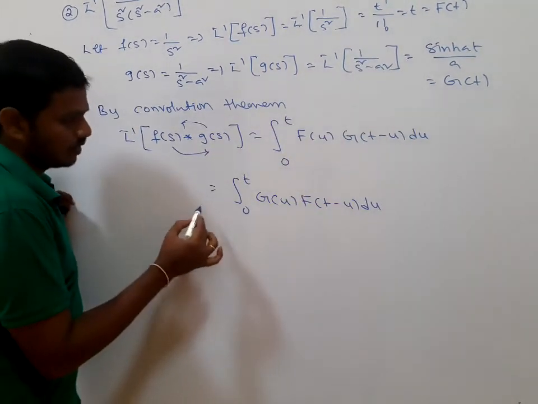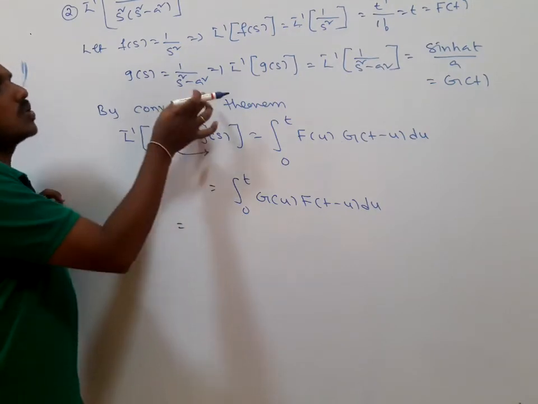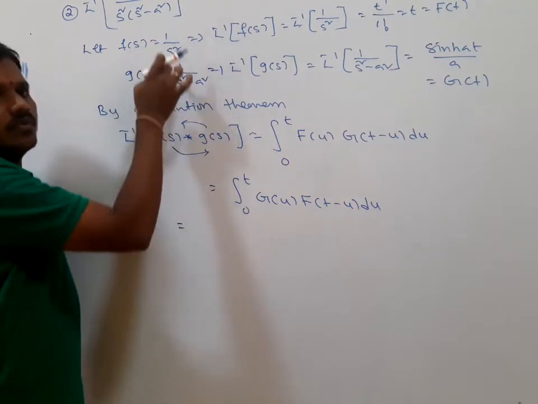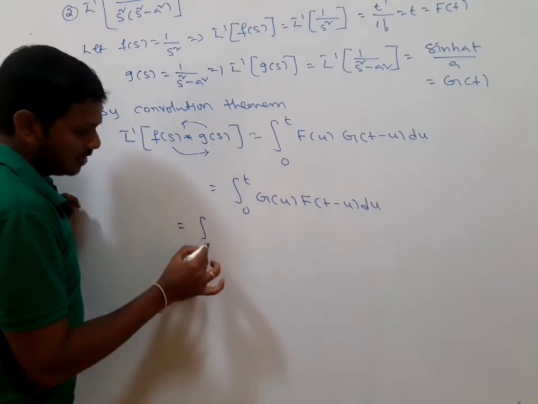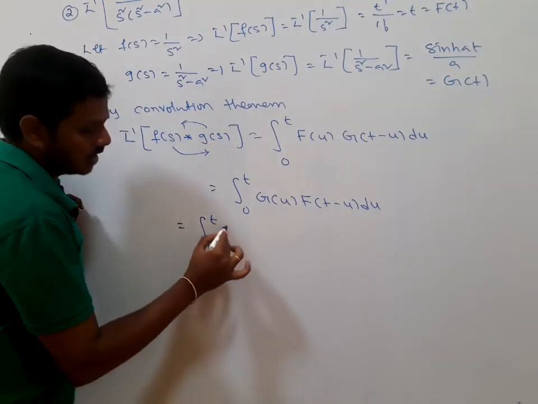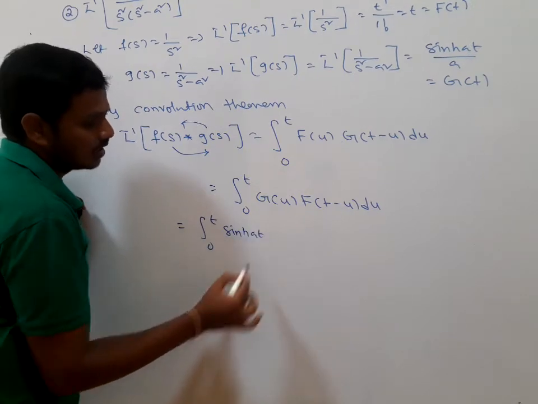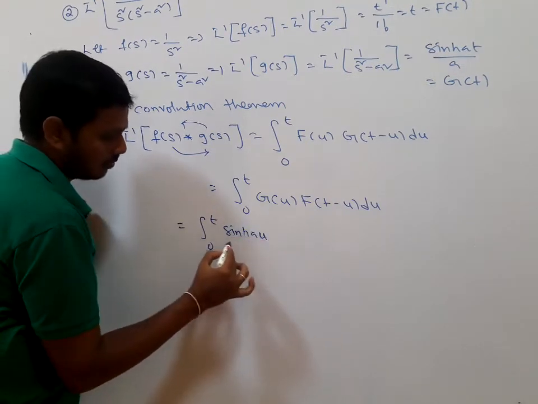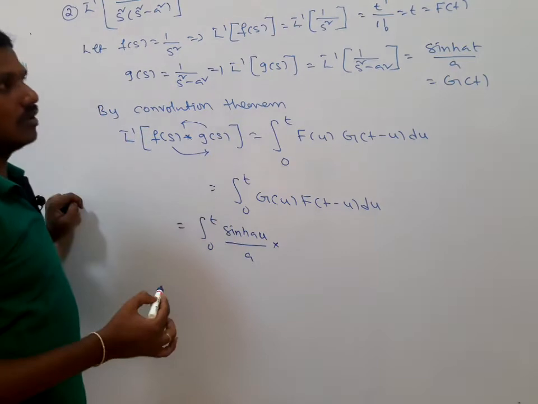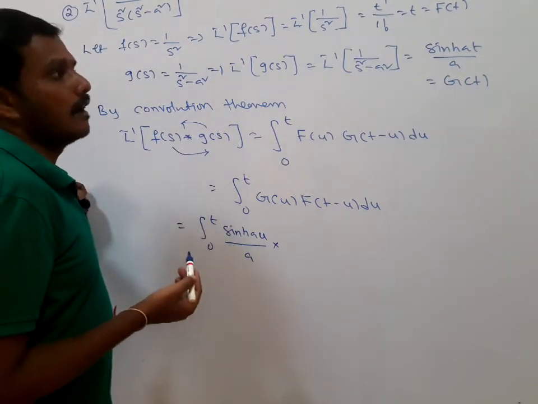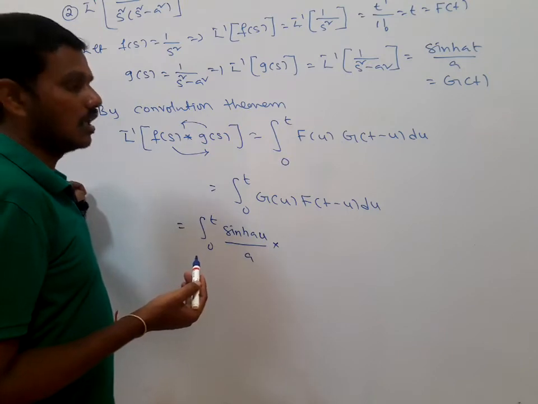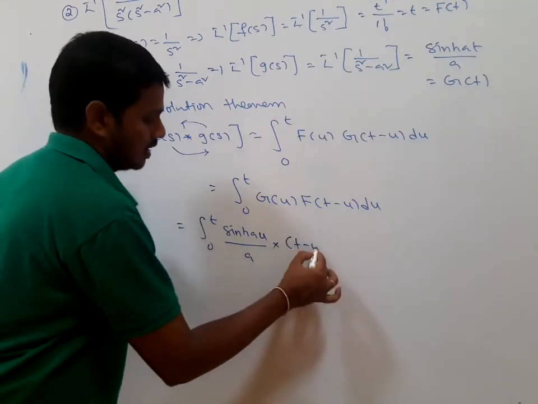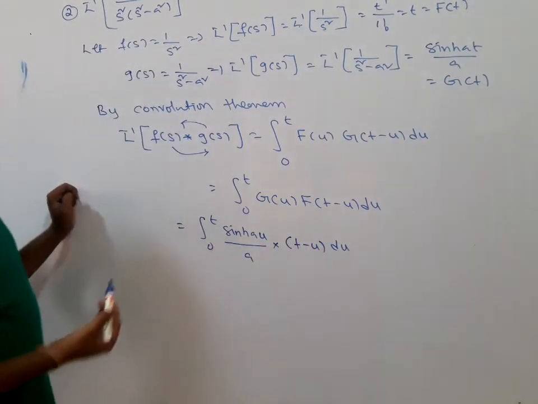So it becomes, what is the meaning here? You are taking f of s equal to 1 by s square minus a square, and g of s equal to 1 by s square. So it is integral 0 to t g of u, which is sinh au by a, into f of u, which is t minus u, du.